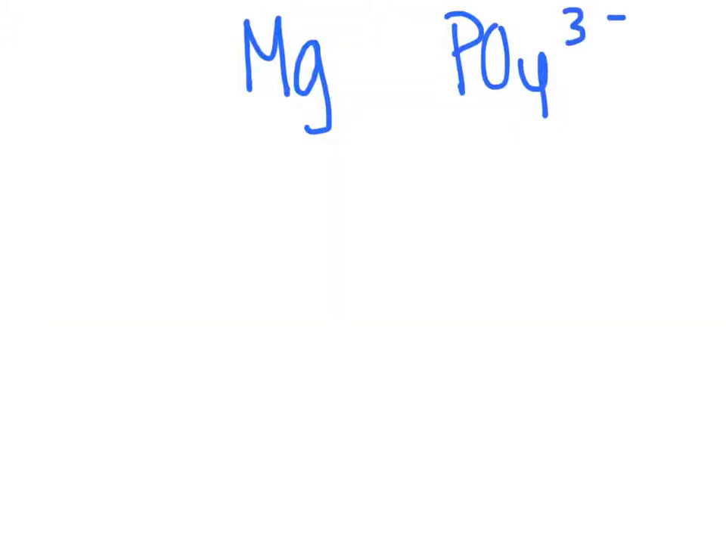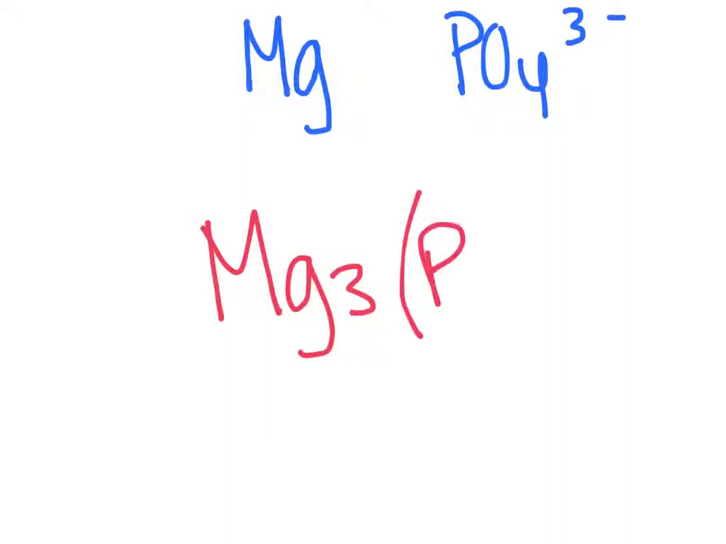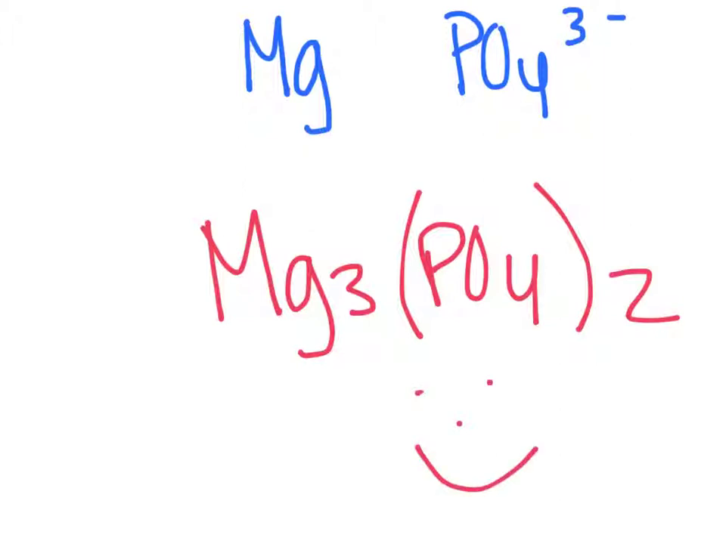Okay, one more example, and I'm actually not even going to show you how to do it, but what would be the chemical formula if magnesium and phosphate formed an ionic compound? Go ahead and see if you can figure it out. This is the hardest example. Pause me, please. And if you said Mg3(PO4)2, congratulations, you know your stuff. If you don't, please come in with questions.